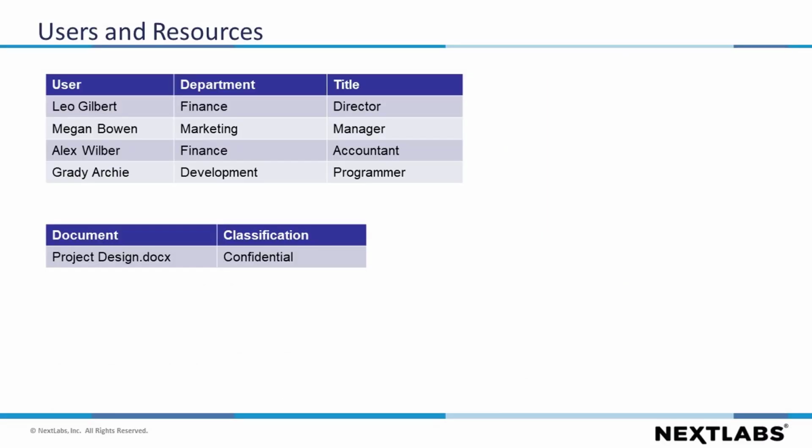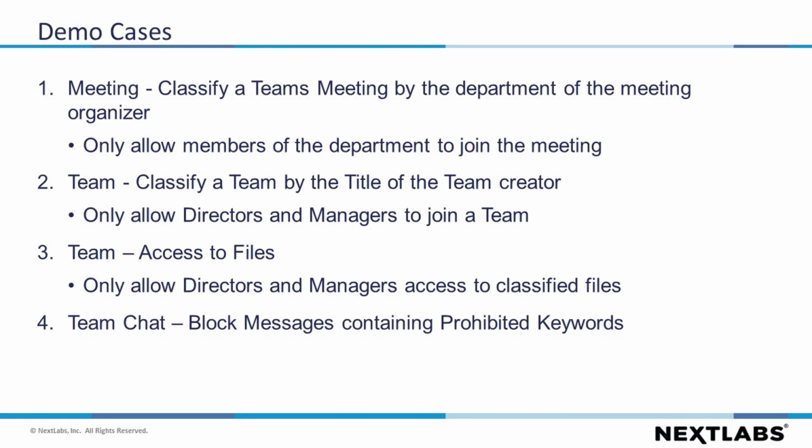For this demo, we have 4 users: Leo Gilbert, Megan Bowen, Alex Wilbur, and Grady Archie. They belong to various departments with different titles, and the document projectdesign.docs with a classification of confidential will also be used as part of this demo. We will demonstrate 4 use cases.